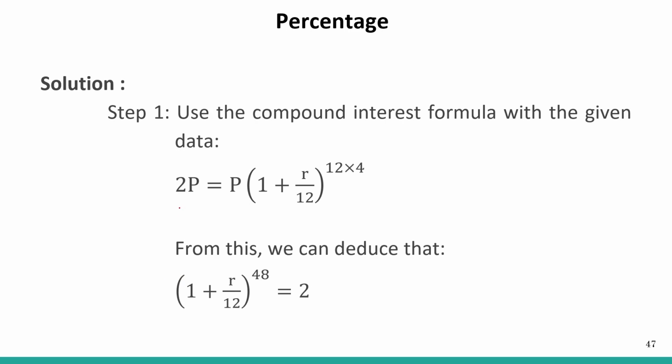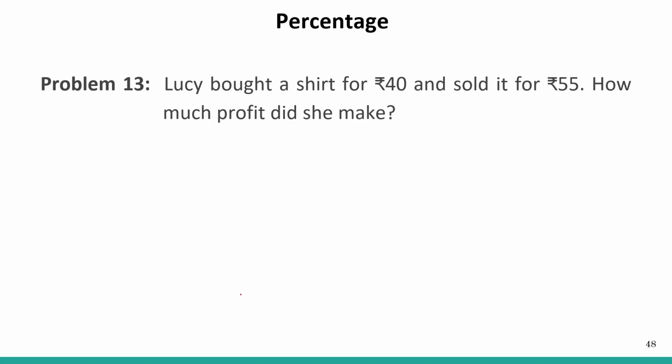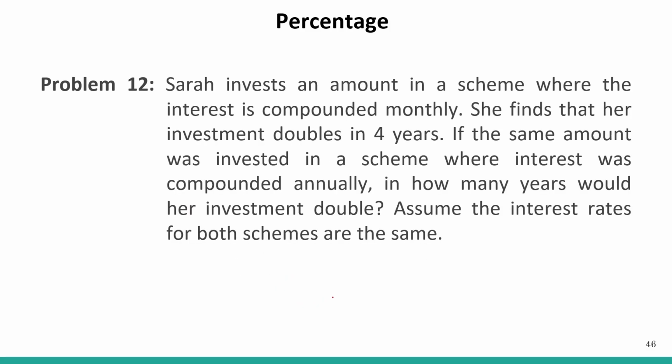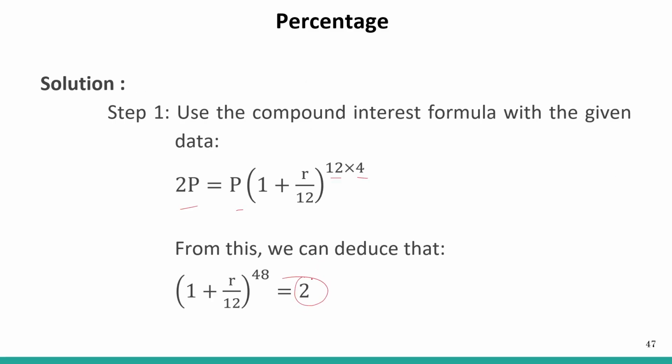Basically, we can use this algebraic equation: 2P is equal to P into (1 plus r by 12) power 12 into 4, since the time period is 4 years and the compounding is done monthly. From this we can reduce that (1 plus r by 12) power 48 is equal to 2. So how many years would her investment double? It is equal to 2 years, only in 2 years.